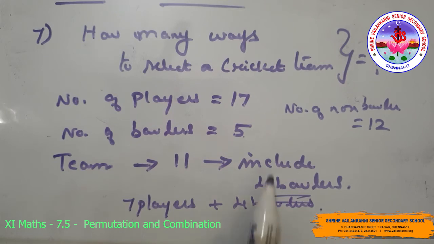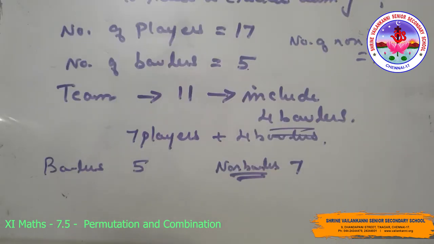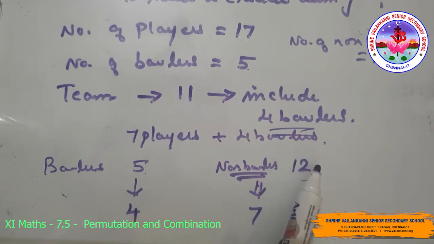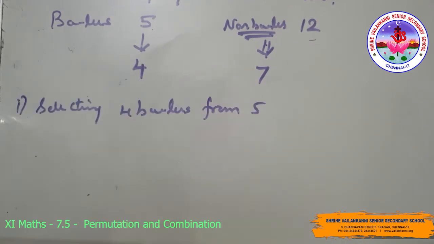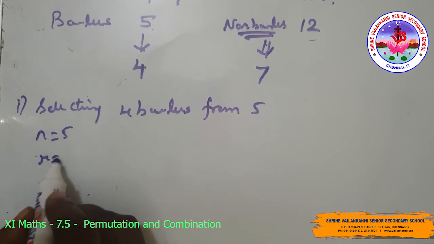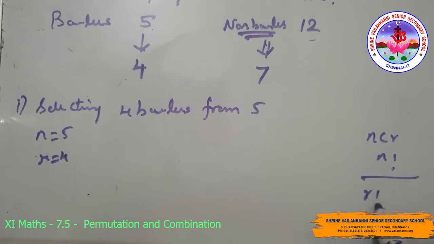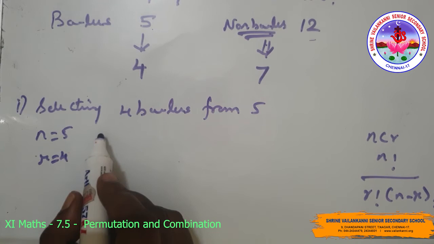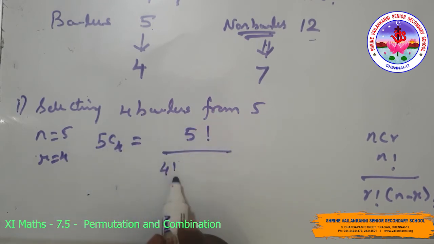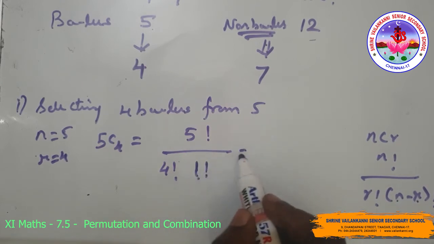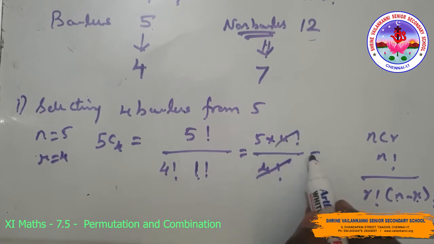So we have to select 4 bowlers from 5 and the remaining 7 players from the 12 non-bowlers. So the first part is selecting 4 bowlers from 5. N is 5 and R is 4. Using the formula nCr = n factorial by r factorial into n minus r factorial, 5C4 is 5 factorial by 4 factorial into 5 minus 4, 1 factorial, which is 5 into 4 factorial by 4 factorial, we get 5.